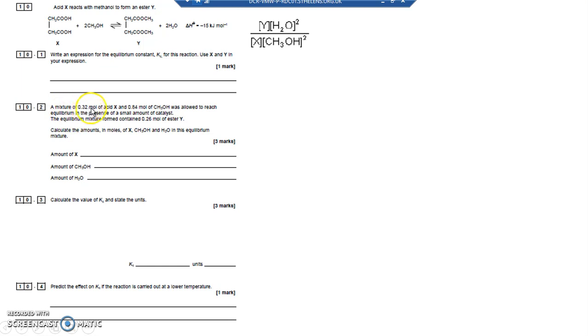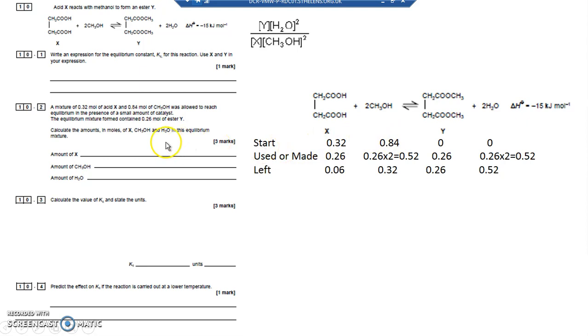A mixture of 0.32 moles of the acid and 0.84 moles of the methanol were allowed to reach equilibrium. So you write the equation out and then you put a little table underneath. That's the way to set it out. So you write the equation out, X and methanol and Y and water, and it tells you at the start how much of each you've got. So you write that in the first line. At the start I've got 0.32 moles of X and I've got 0.84 moles of the methanol.